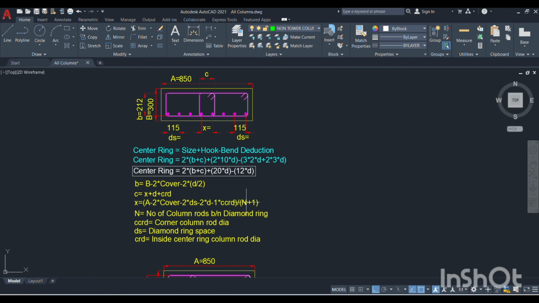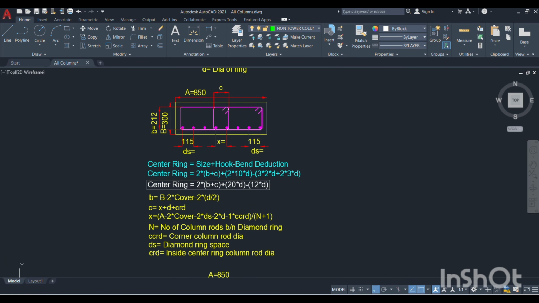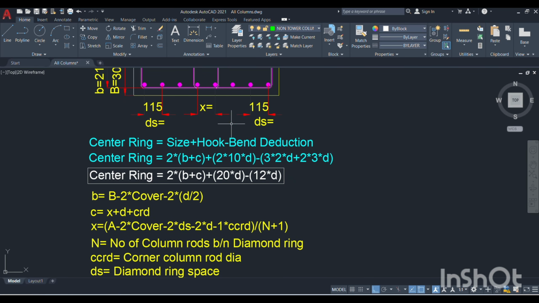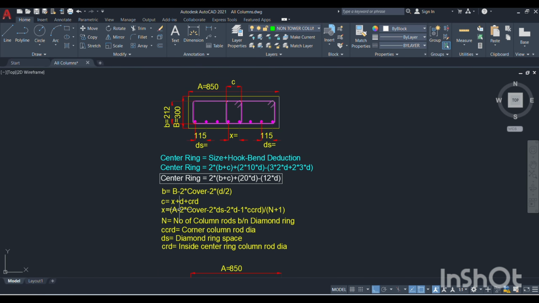Then the whole thing is divided by the number of rods between the diamond rings. So we need to deduct how many rods are in between that diamond ring, n plus 1. Then this X value will come. After getting this X value, we need to calculate the C value. Here CCRD means corner column rod dia, DS is diamond ring spacing, and CRD is the inside center ring column dia. That will come here when we are calculating C.